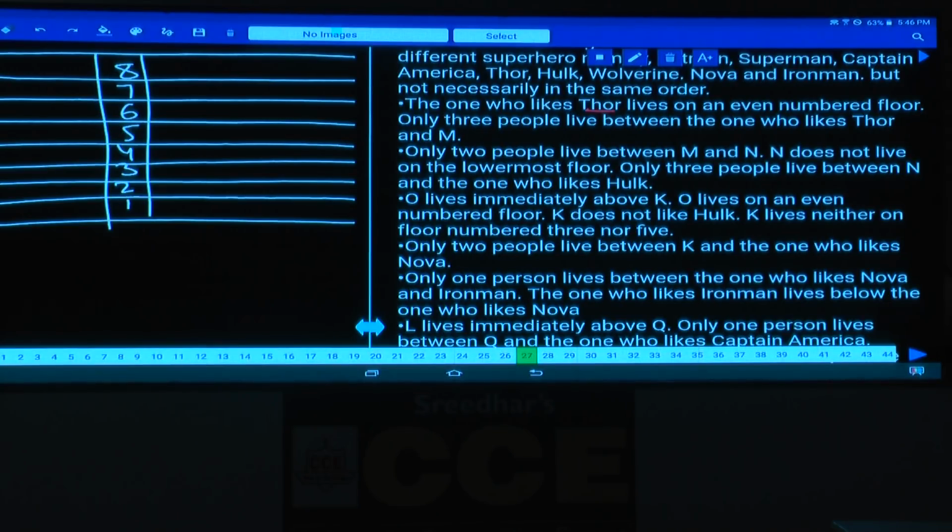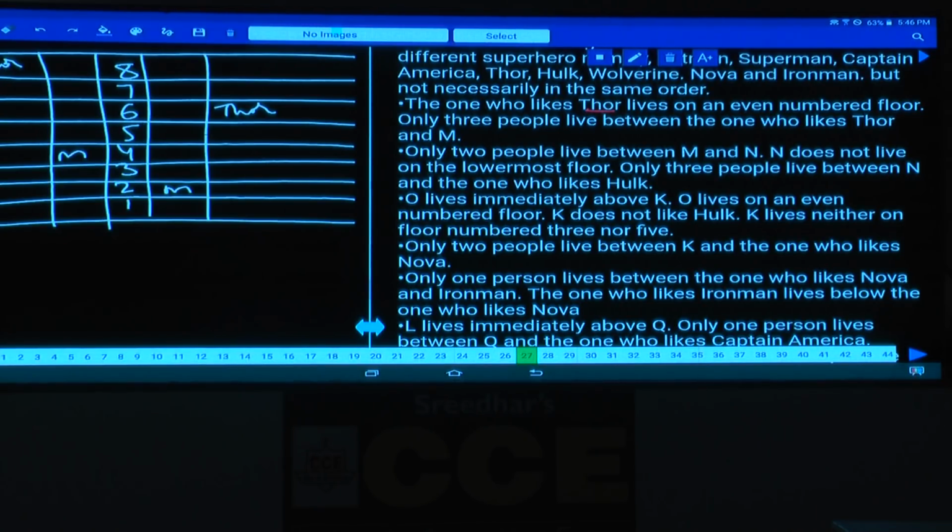Now let us start with this one, because some of the possibilities can be ruled out. Now if you take Thor on the 8th floor, it is an even number, and only 3 people live between Thor and M. 1, 2, 3, M will be here. That is one possible. And what is the second possibility here? The one who likes Thor can be on the 6th floor, and if it is on the 6th floor, 1, 2, 3, M, M must be on the 2nd floor.